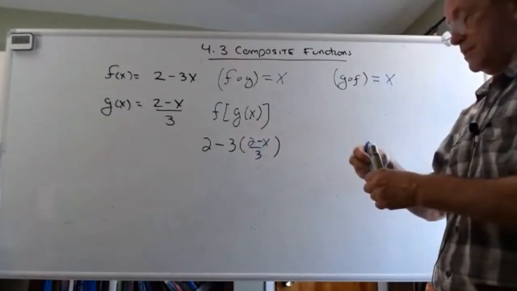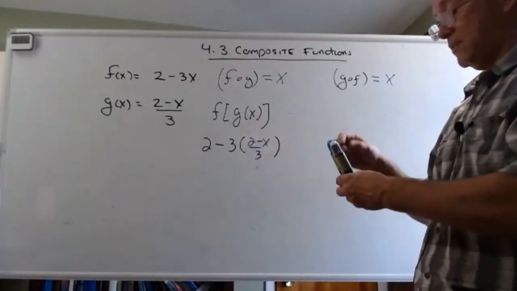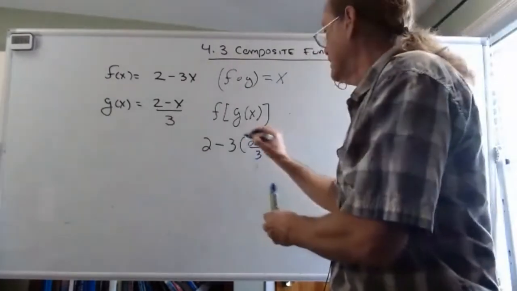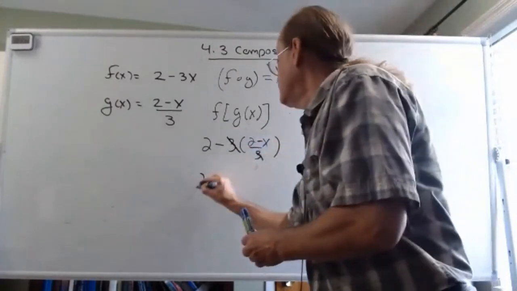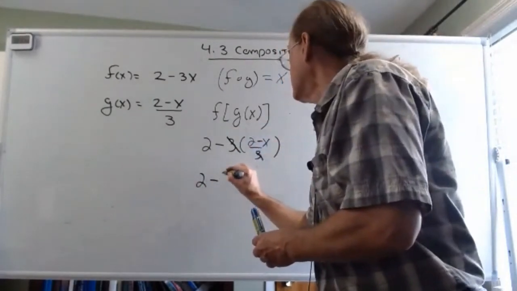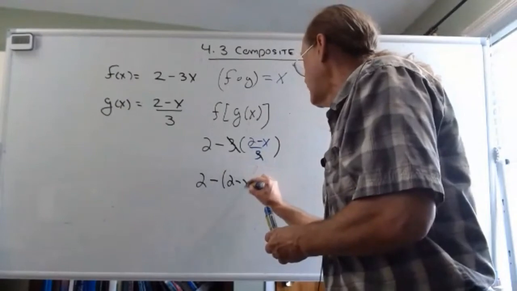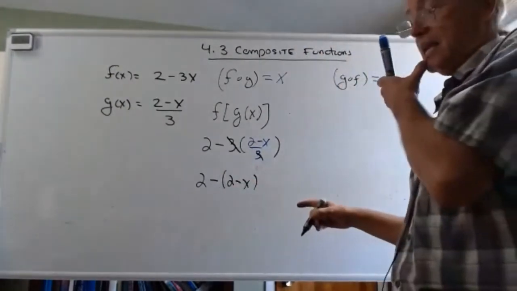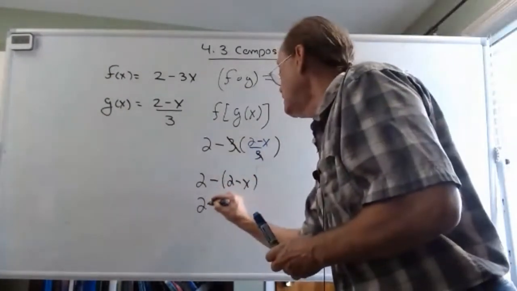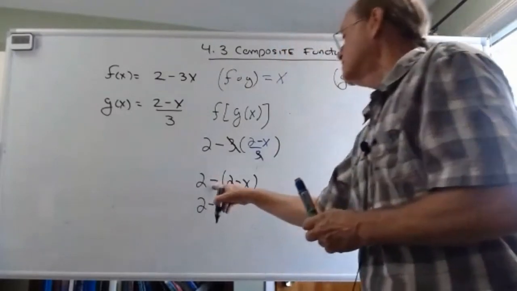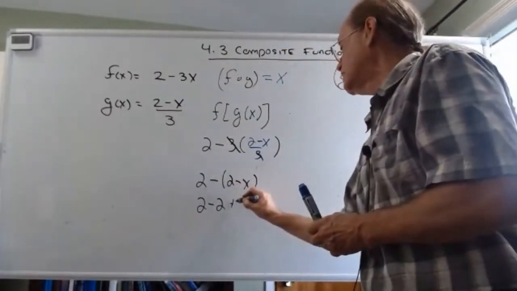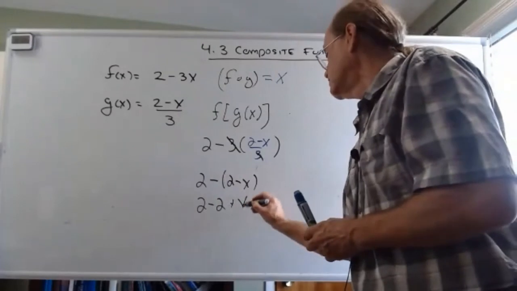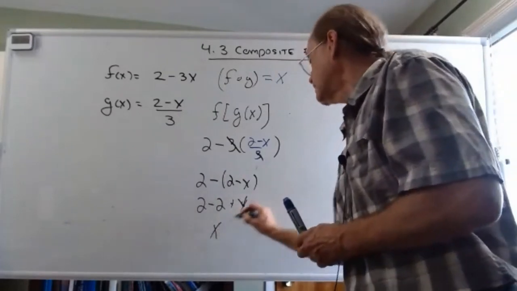Now what can I do? Let's simplify this. I can distribute the 3, that'll cancel. These cancel right out here. So it gives me 2 subtracting x. Now let's distribute the negative sign there. So I get 2 subtracting 2, subtracting a negative x just gives me x. 2 minus 2 is 0, so it just gives me x.